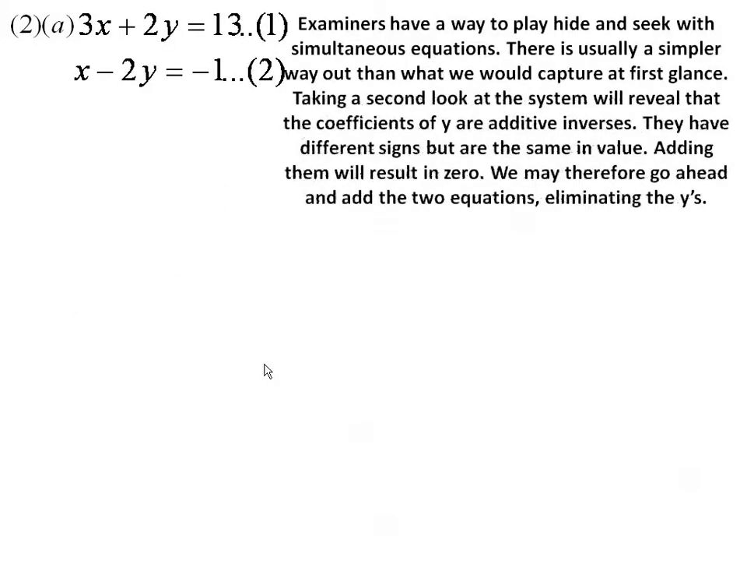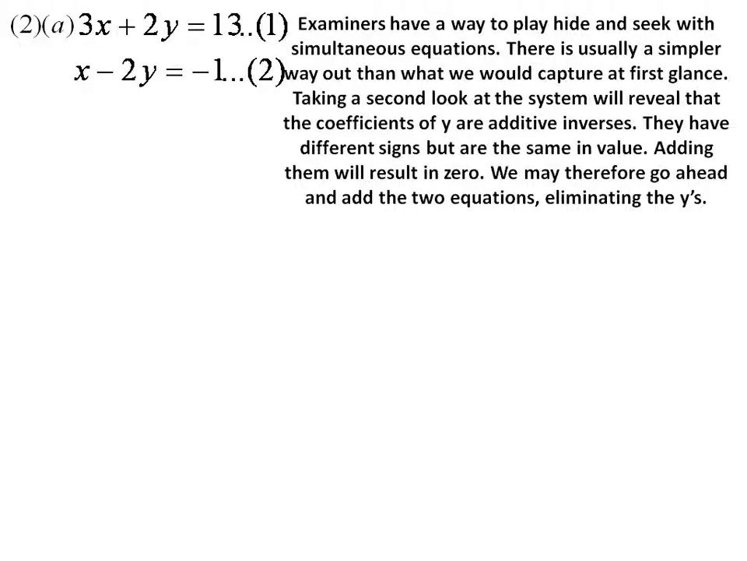There we have a system of simultaneous equations. Examiners have a way to play hide and seek with simultaneous equations. There is usually a simpler way out than what we would capture at first glance. Taking a second look at the system will reveal that the coefficients of y are additive inverses. They have different signs but are the same in value.